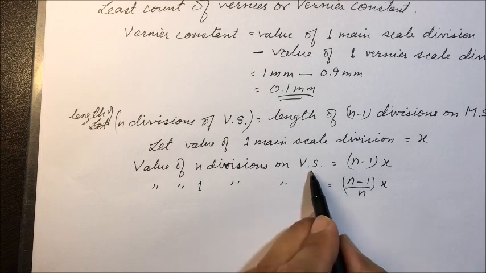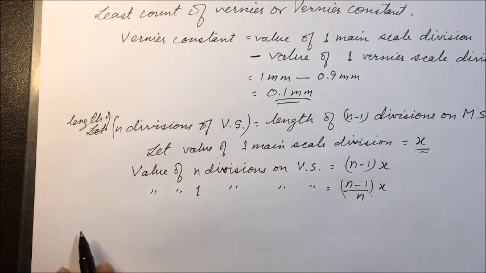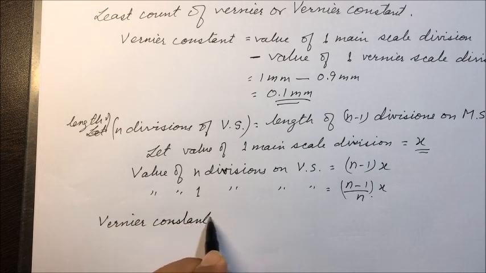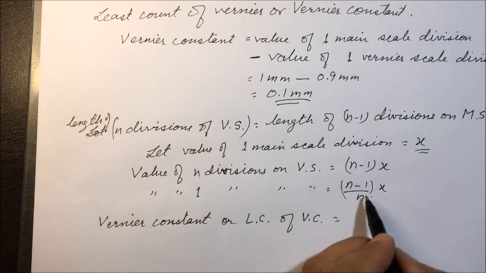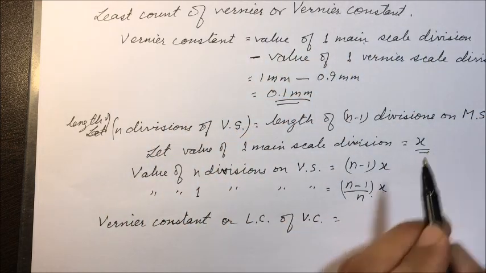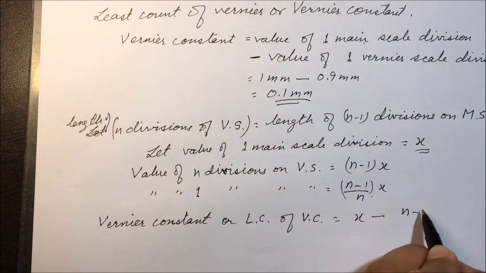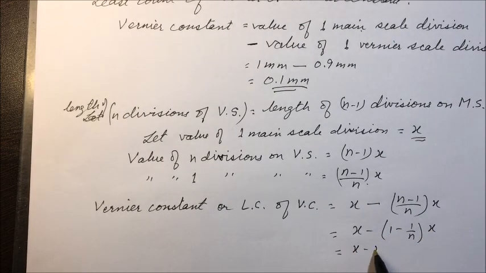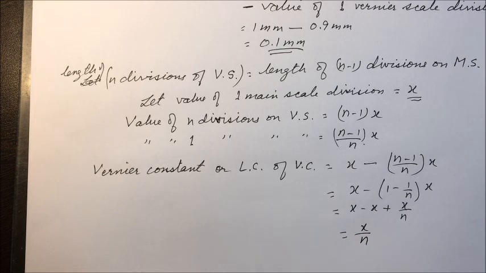So the value of 1 division on vernier scale we got, and vernier constant is defined as the value of 1 main scale division, and 1 main scale division is x. So the vernier constant, or the least count of vernier calipers, is equal to the value of 1 main scale division, that is x, minus the value of 1 vernier scale division. The value of 1 vernier division will be n minus 1 upon n into x, so x minus (n minus 1) upon n into x, or x minus x plus x upon n, equal to x upon n.